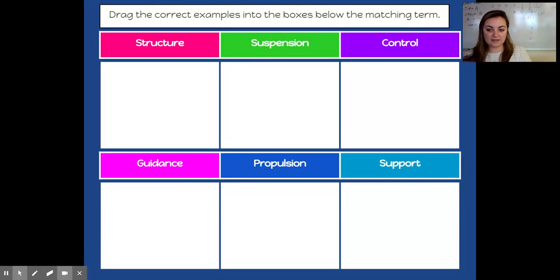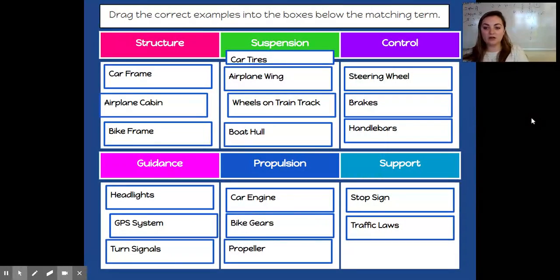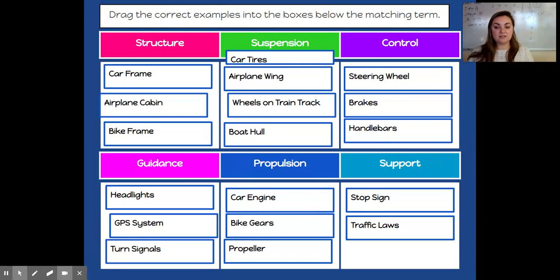Okay, and now that you did that, let's take a look. Here are all the answers. So now you can go back, make sure that you have everything in the right spot, because these are your notes, so you want to make sure that everything is correct. So again, examples of structure would be like a car frame, an airplane cabin, or a bike frame. That's what's actually holding the weight of the vehicle. The suspension, again, is what's connecting it to the environment. So that would be like the tires, the airplane wing, the wheels on a track, the boat hull.